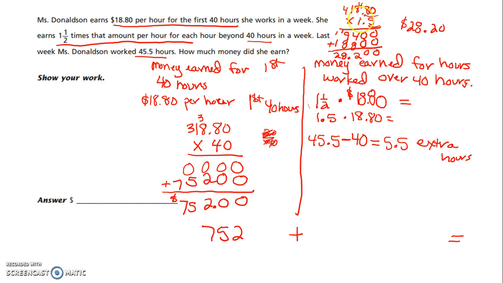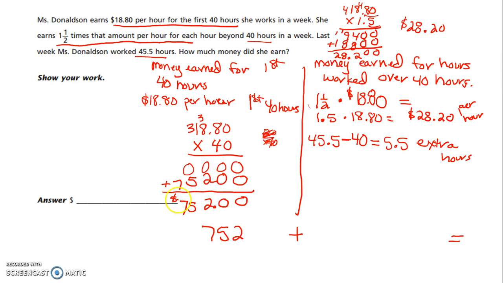That's why estimation is important, because if you round this to 20 and just forget about the extra decimal part, if you said 20 times 1, I know my answer has to be somewhere around 20. So if you get 282, that's not even in the realm of possibility. Sorry about that. So she makes $28.20 per hour for every hour that she works over 40 hours. Well, she works 5.5 extra hours.